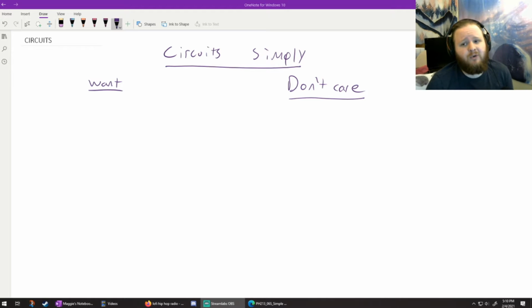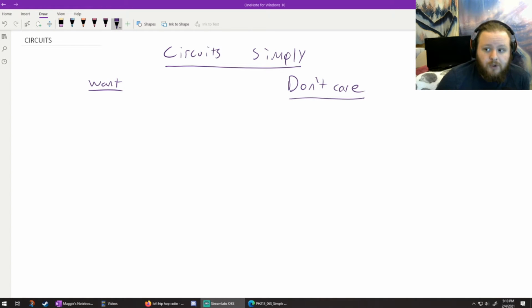Let me clarify, first and foremost, what we're doing with this model, what we want to be able to do with it, and what we don't care about with it. At the end of the day, everything that we create and talk about in physics is designed to answer some subset of questions, and very specifically not designed to answer a different set of questions.